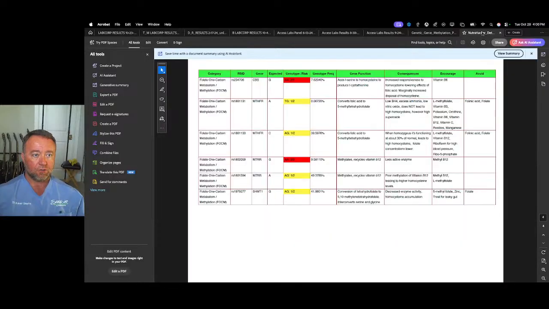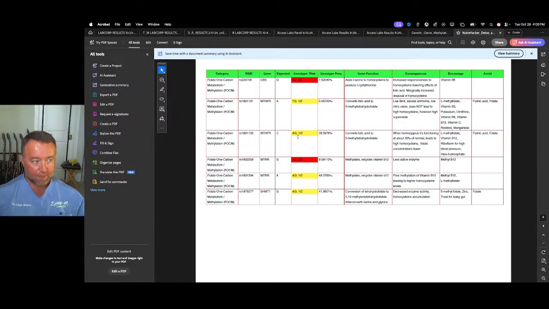Coming over here, NutriHacker not only shows you those same gene SNPs, those polymorphisms, but it explains CBS. It tells you what it does, right? And then if that gene is malfunctioning, what it leads to, like in this case, increased responsiveness to homocysteine lowering effects of folic acid, marginally increased disposal of homocysteine, right? And then the nutrient you need to take in order to support that gene, to help it function optimally, and so on and so forth, right?